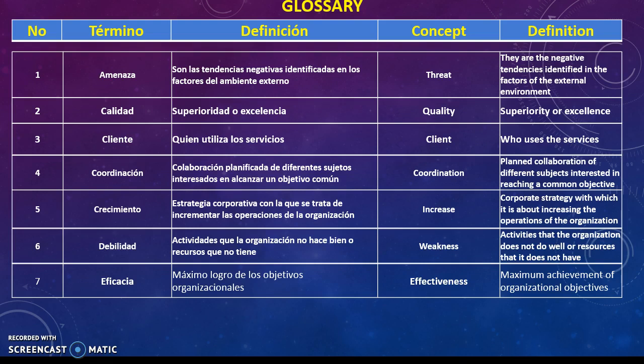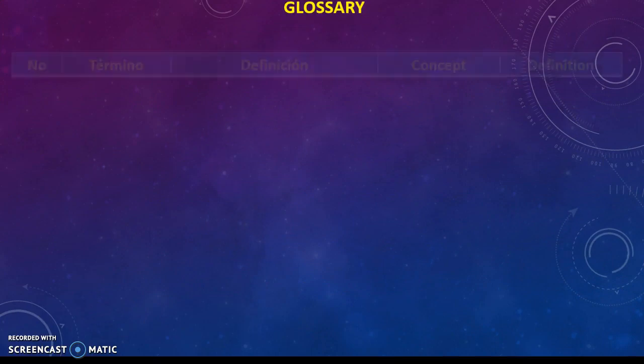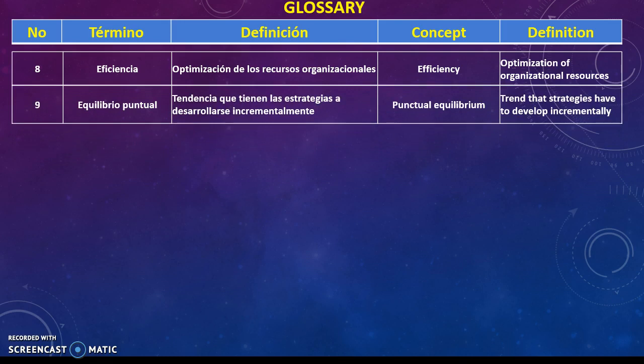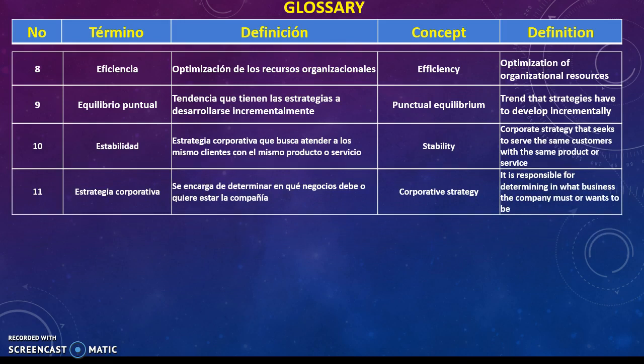Effectiveness: maximum achievement of the organization's objectives. Efficiency: optimization of organization resources. Punctual equilibrium: trend that strategies have to develop incrementally. Stability: corporate strategy that seeks to serve the same customers with the same product or service. Corporate strategy: it is responsible for the determination of what business the company must or wants to be in.